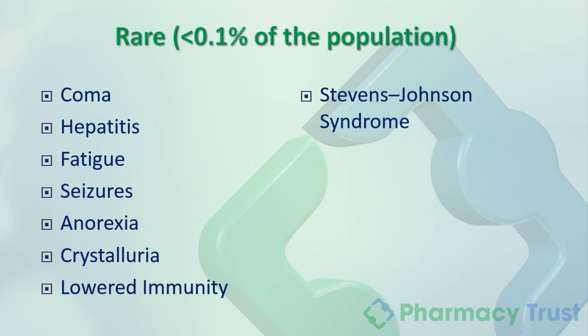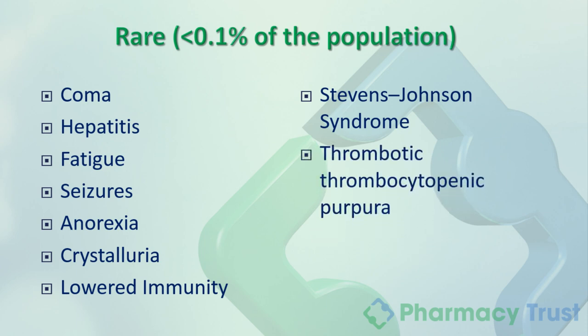Oral acyclovir has also been linked to a condition known as thrombotic thrombocytopenic purpura, where microscopic blood clots can form and cause damage to your organs. This condition also requires immediate treatment. Finally, it is possible that you'll experience an allergic reaction to acyclovir, which requires immediate treatment and may cause death.